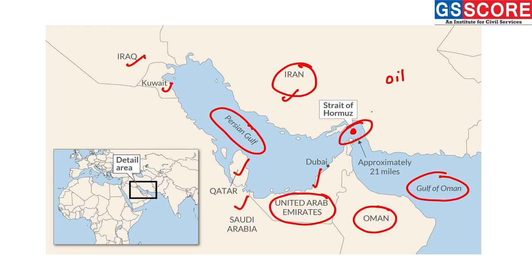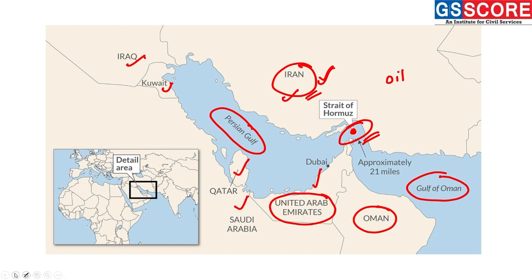This Strait of Hormuz was in the news recently because it was blocked by Iran. It was blocked by Iran because a ship of USA which was containing oil was passing through this region, and this led to the news of this region. Okay, so it was blocked by Iran. You can take this as a note here.